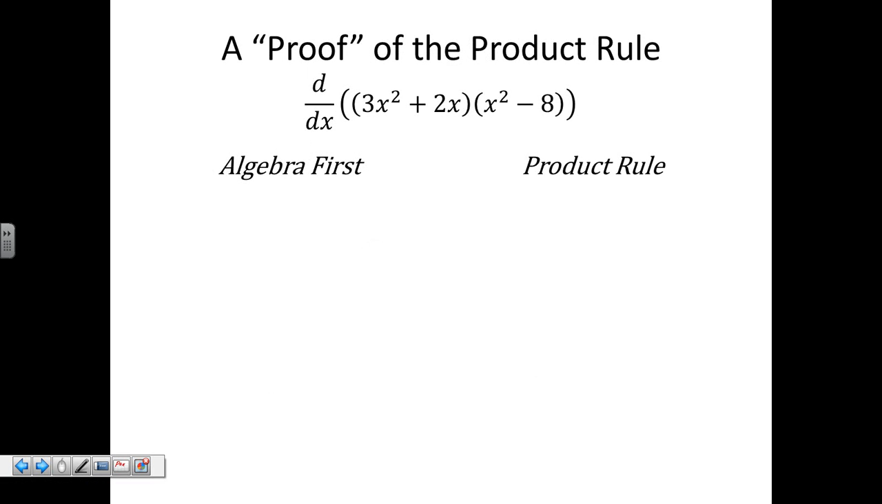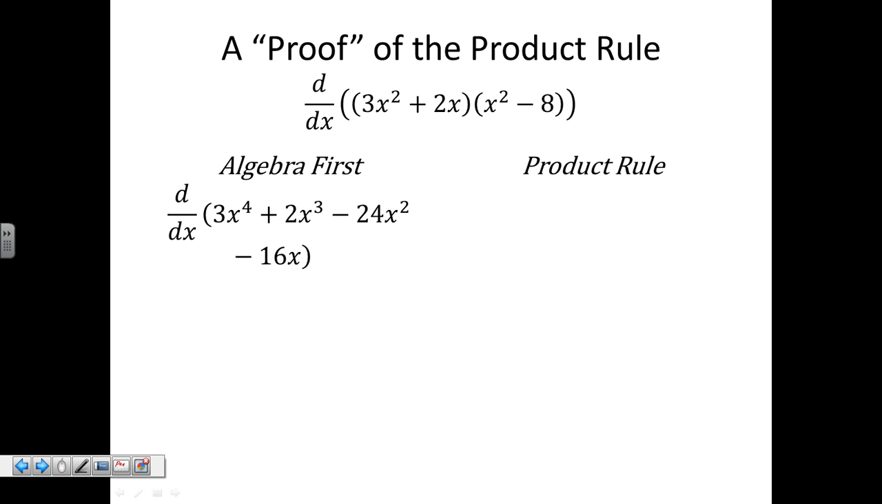Okay, so let's take a look at a quote-unquote proof of the product rule. Not a technical proof. I'm just trying to show that yes, this works. So I'm going to take the derivative of this product, 3x squared plus 2x times x squared minus 8. And I'm going to do the algebra first. I can FOIL this out and avoid the product rule. And then we're going to take a look at using the product rule and then ending with some algebra. And what you're going to see is we get the same answer either way.